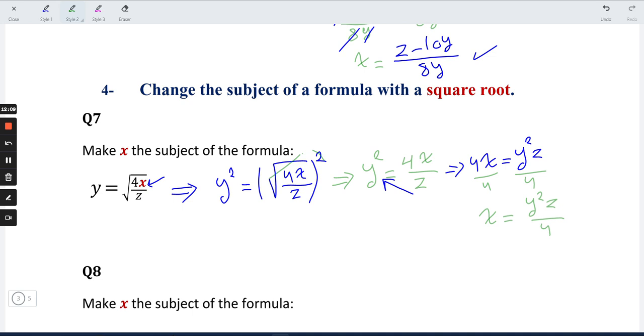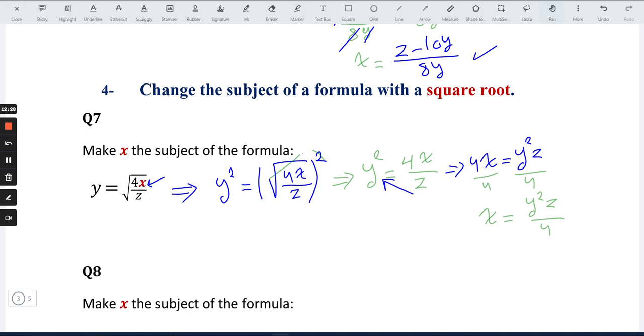We rewrite the formula to be x the subject of the formula, or x in terms of y, or we rearrange the formula to be x the subject of the formula, or to be x in terms of y and z.